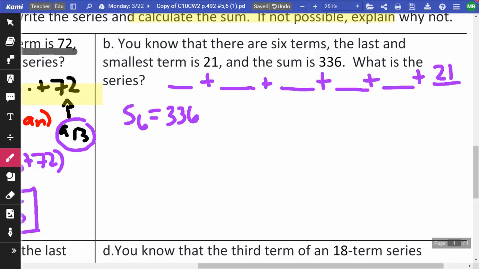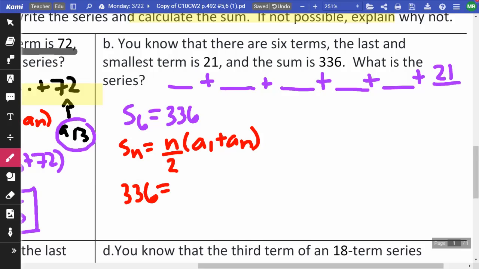I know the sum of them. I don't know what I'm adding every time to generate these numbers. I also don't know the first term. But what I do know is that S sub n, adding up the first n terms, is n over 2 times my first plus my last. So I do know little bits and pieces of this. I want 336 as my sum, and I know that's 6 terms because it was S sub 6.